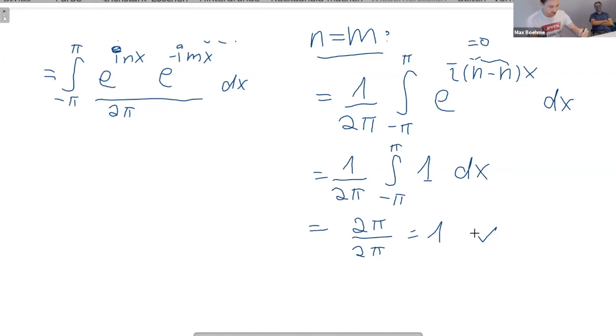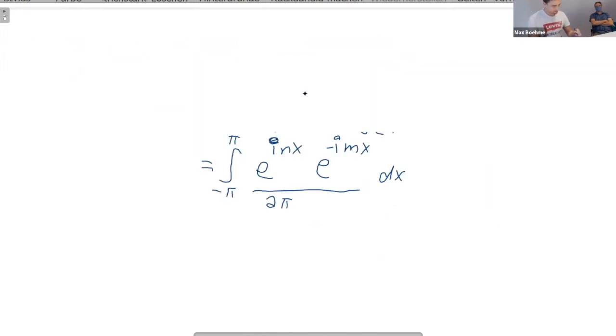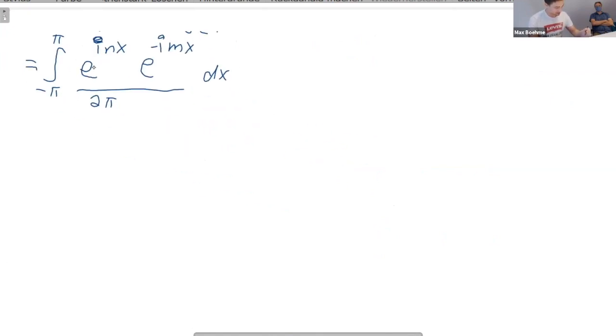Now for the tricky bit. Ooh. This is a real nice whiteboard software. I love it.